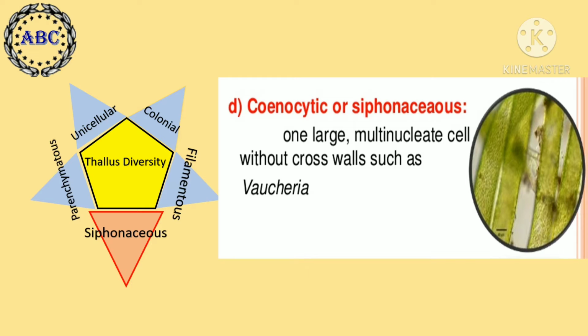The fourth type is coenocytic or siphonaceous algae. Here the thallus is made up of branched, aseptate, coenocytic tubular filaments, as the nuclear divisions are not accompanied by wall formation. There is one large multinucleate cell without cross walls, such as Vaucheria.